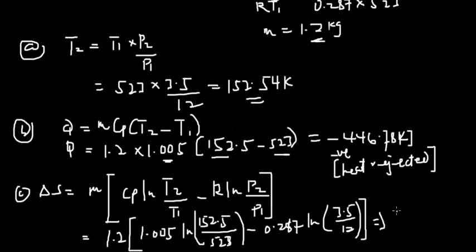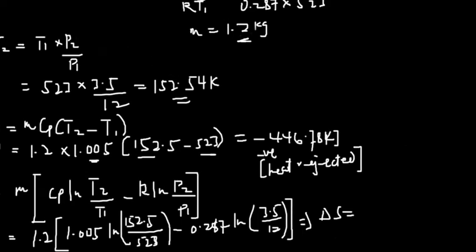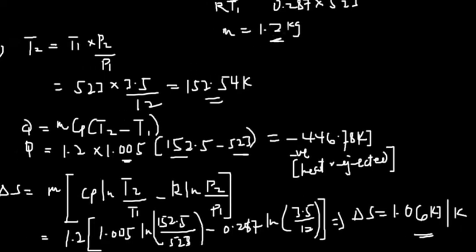Once you punch all of this on your calculator, you end up with your change in entropy value, which is equal to 1.06 kilojoules per Kelvin. Take note of the units in thermodynamics. Very important.